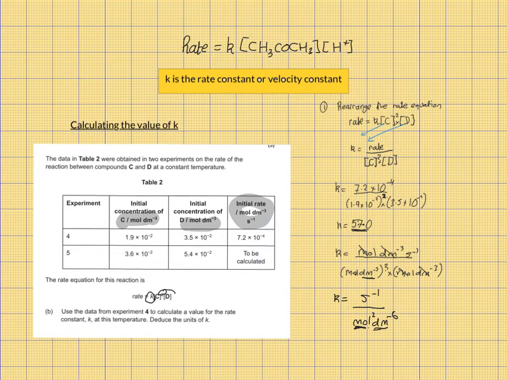Again, that's still untidy. We'd like to tidy that up. So we bring these to the top, and moles to the minus 2 becomes moles squared becomes moles to the minus 2. dm to the minus 6 becomes dm to the plus 6. Seconds to the minus 1.